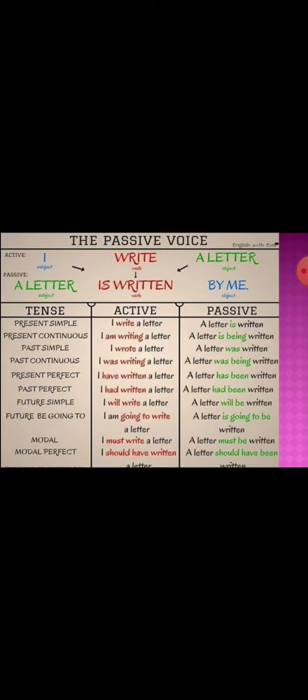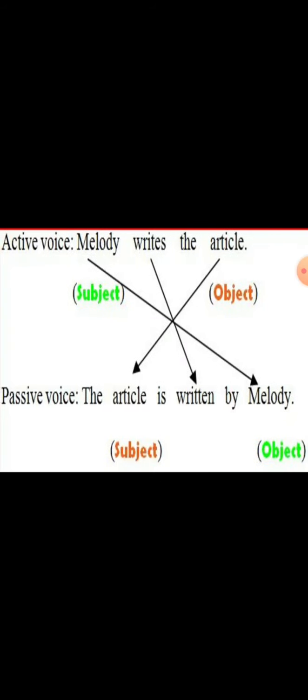And in present perfect, I have written a letter. When we change into passive voice, it will become a letter has been written by me. In past perfect, I had written a letter. When we change into passive voice, it will become a letter had been written by me. Future simple, I will write a letter. When we change into passive, it will become a letter will be written by me.